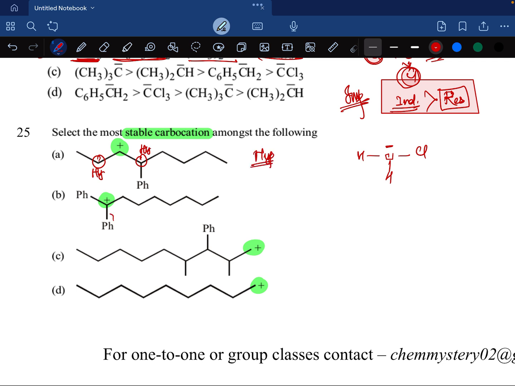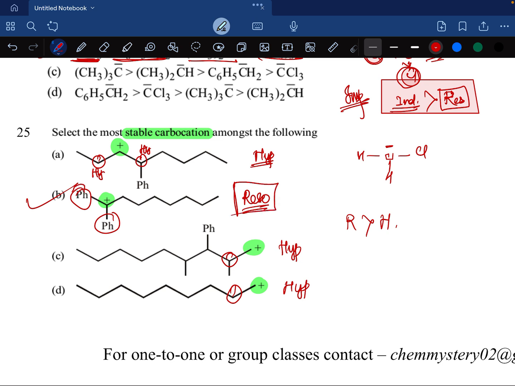In this carbocation, there is a phenyl group, so stability is due to resonance. This carbocation, stability is due to hyperconjugation. This is also stability due to hyperconjugation. We know resonance dominates hyperconjugation. So the stable one will be B. Resonance is the factor for stability. That too, 2 phenyl groups are present to stabilize the carbocation.